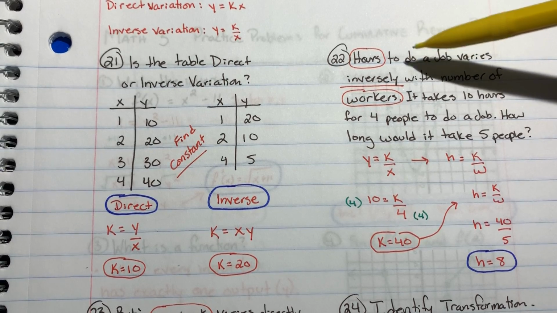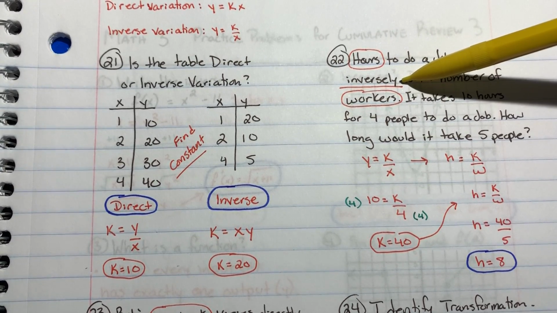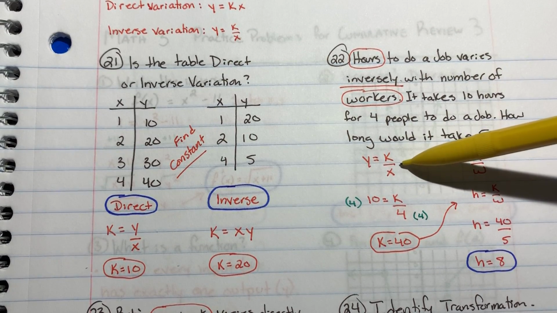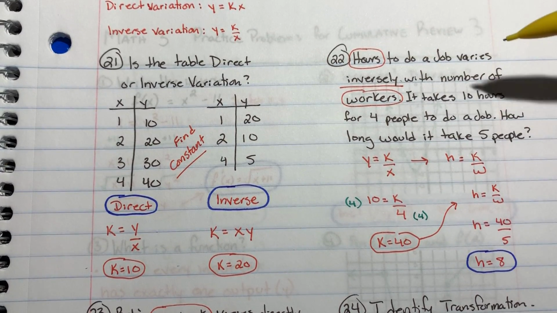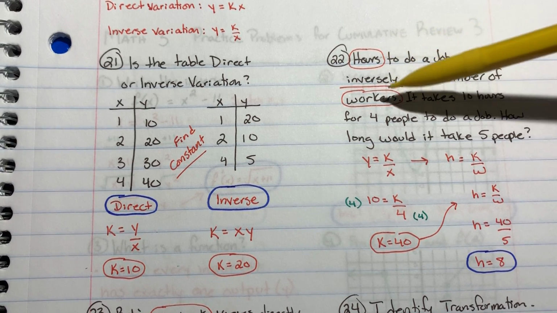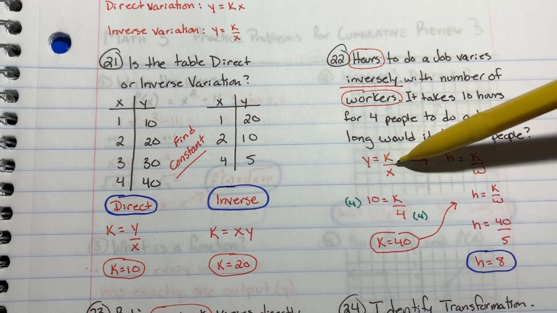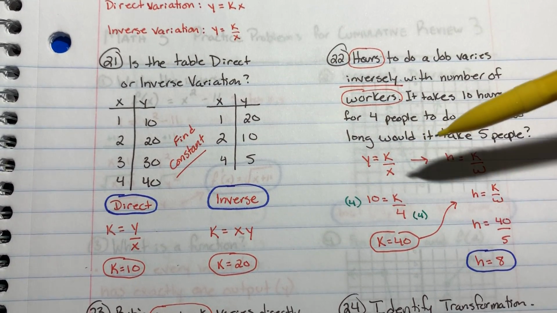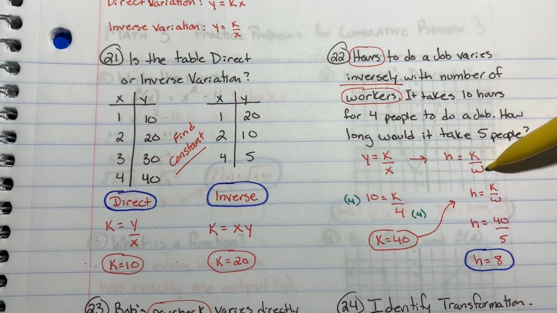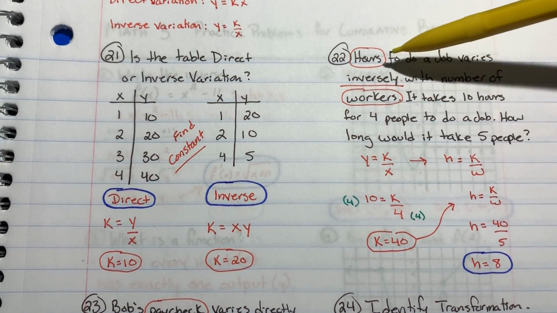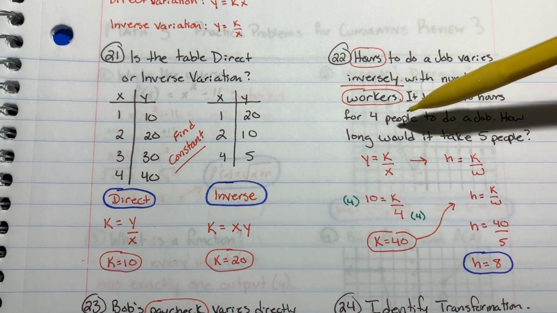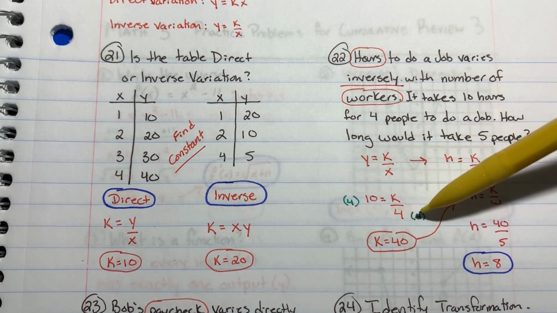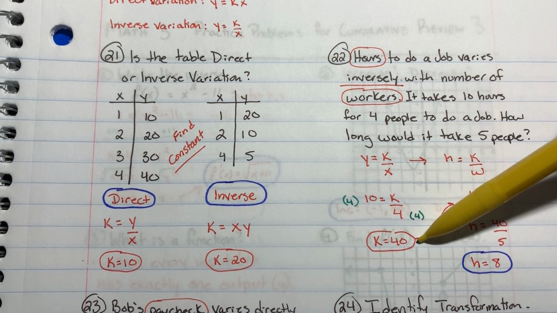22. First thing I notice is the word inversely, varies inversely. So that tells me this is an inverse variation equation. Now I got to go back and figure out what is varying. The hours varies inversely with the number of workers. So I take this and I want to set it up to use letters that make sense to the problem. Hours and workers. Okay. How many hours the first time? 10. How many workers? 4. So I plug that in. I solve for k. I got to multiply, right, because it says division. And I get k equals 40.